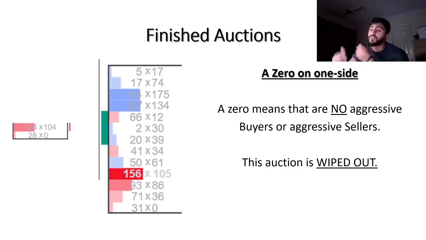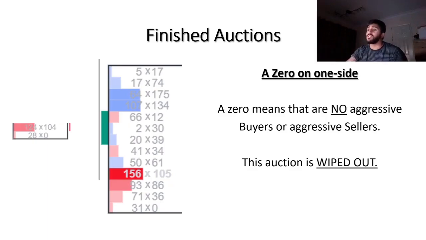This will become very important later on in the series when we start looking at absorption, when we start looking at exhaustion, when we start understanding potential lower time frame reversals, when to enter, when to exit. These things become very important, and finished auctions come in line with the delta and the volume, and we will get into that later on in the series. But for basic knowledge at this point, a 0 on one side means that there's no aggressive buyers or aggressive sellers. The auction is wiped out.